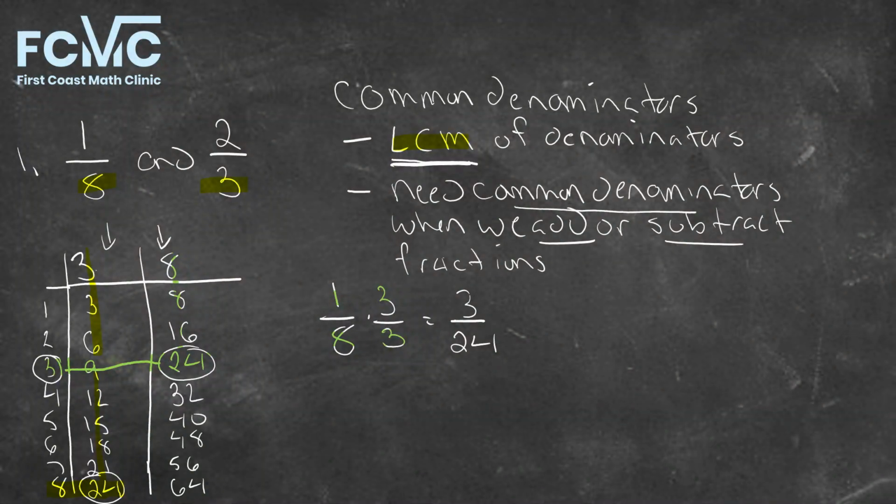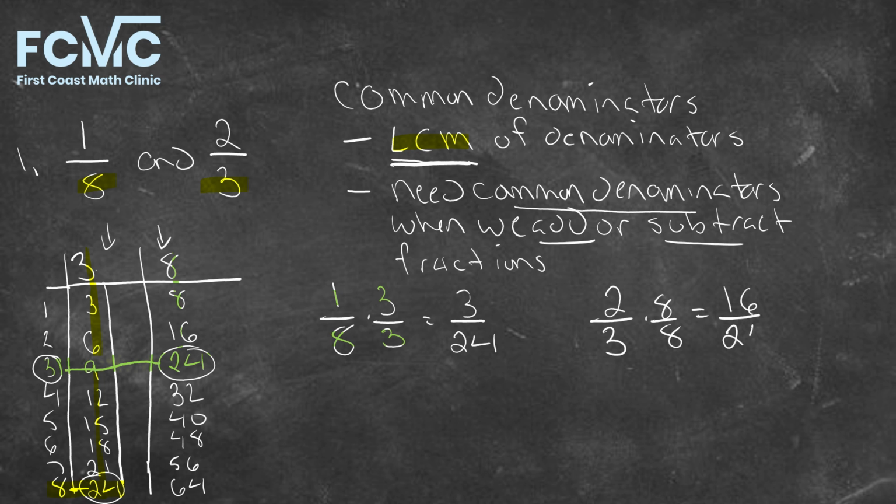And we're going to do the same thing with 2/3. But what are we multiplying this 3 by to get 24? Well, we're multiplying it by 8. So we're going to multiply by 8 over 8, and we get 16 over 24. So now we have two fractions, 3/24ths and 16/24ths, with the common denominator of 24 and 24, by finding the least common multiple, which is our common denominator. All right, let's get into example number 2.